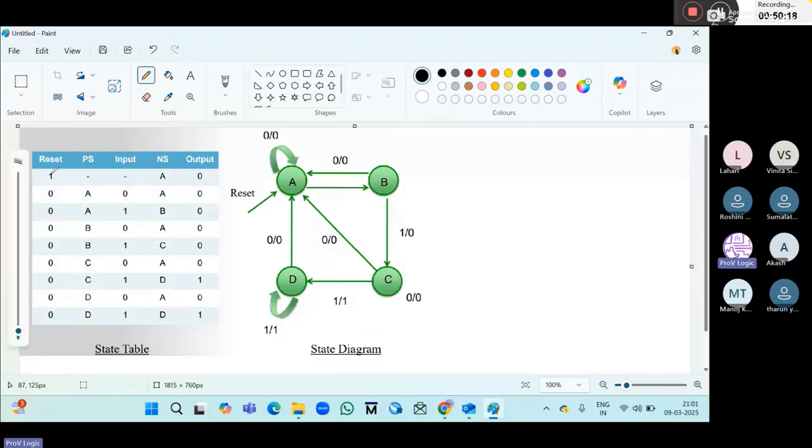So initially it's the reset state. When reset is high, we don't get any output. Initially it's A. If reset is high, A is the initial state and output will be 0. If reset is 0, then only we'll get the output. So current state is 0.